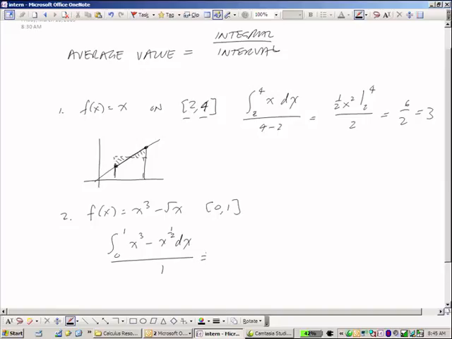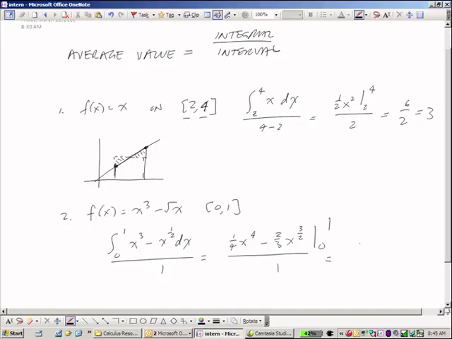All right, Sam, x cubed. It's 1/4 x to the 4th. That's what we're talking about. All right, Ian, root x is x to the 1/2, so 2/3 x to the 3/2. All right, from 0 to 1. Plugging 0 in is going to be great, right? Plug 1 in. 1/4 minus 2/3.